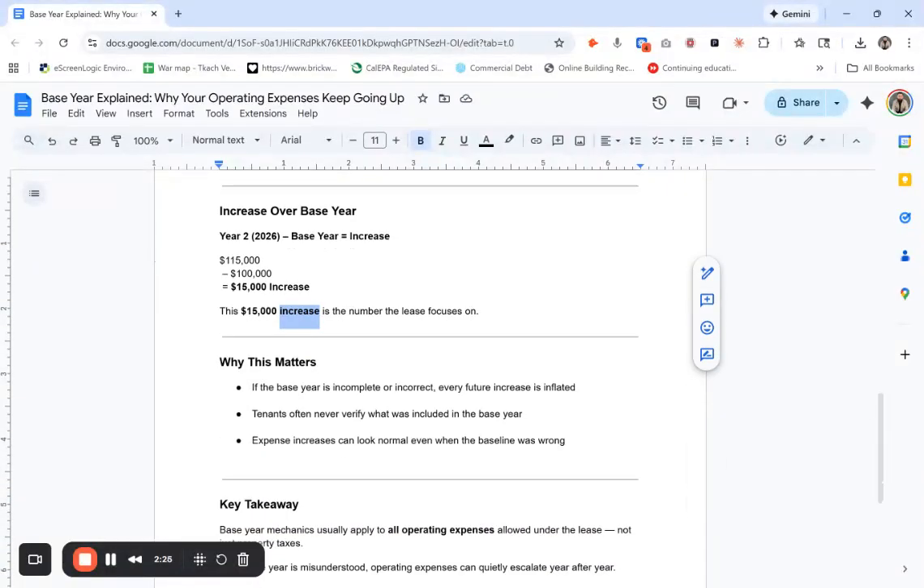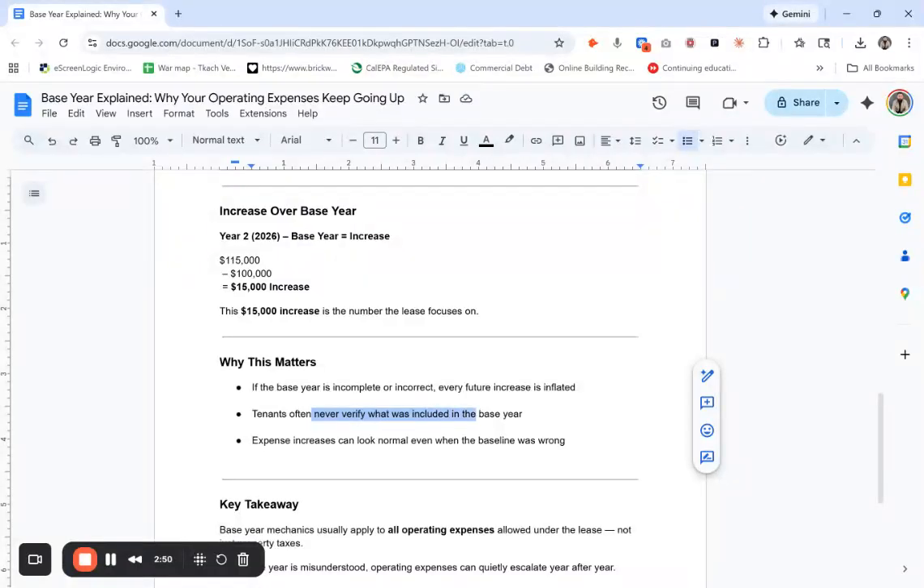Okay. Does that make sense? I hope it does. So, if the base year, if that's incorrect, or if you don't have a good understanding of what the actual expenses in the base year are, then you are going to be confused when the future increases come. Tenants often never verify what the base year expenses are.